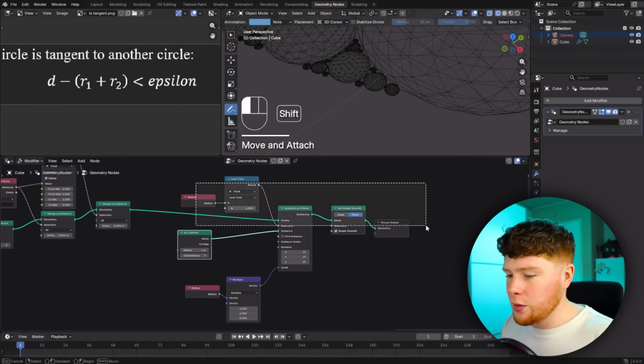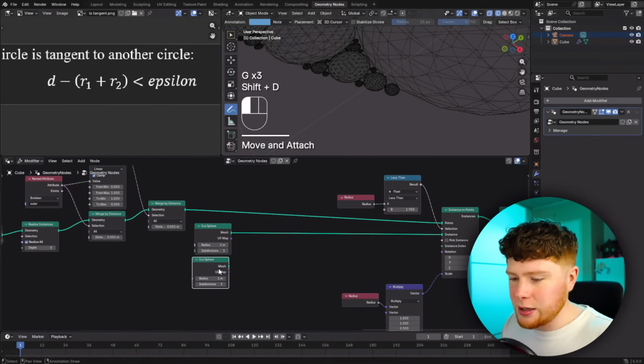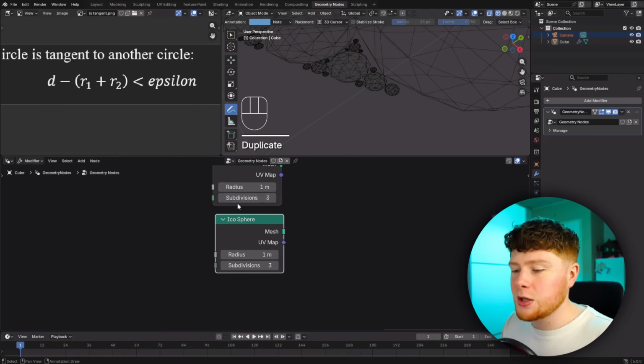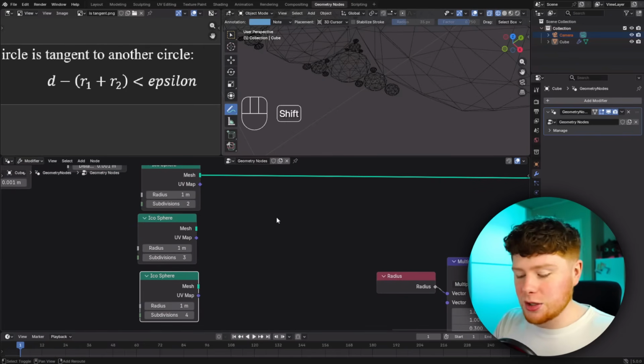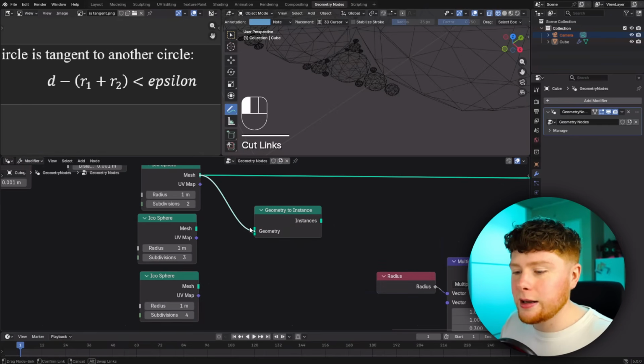To do this, we want to create 3 versions of this icosphere. Let's do Shift D and Shift D, and let's make this one a version with 2 subdivisions, this one with 3, and this one with 4. And we want to join them as instances again. So let's do again a geometry to instance node, and connect that like so, and like so, and like so.